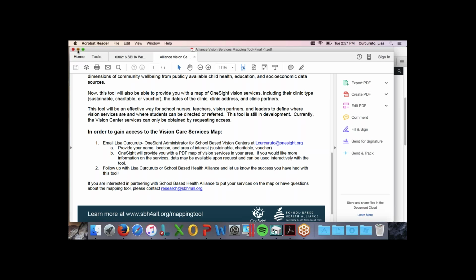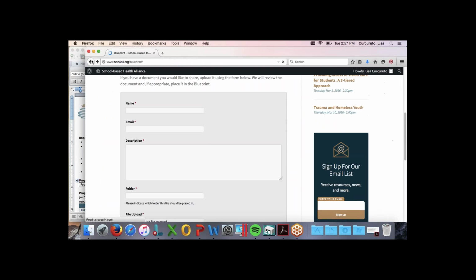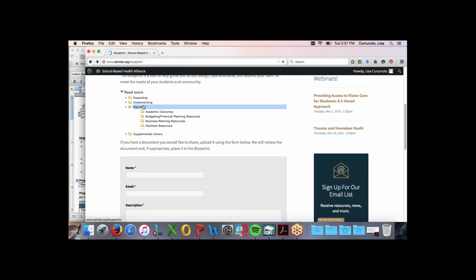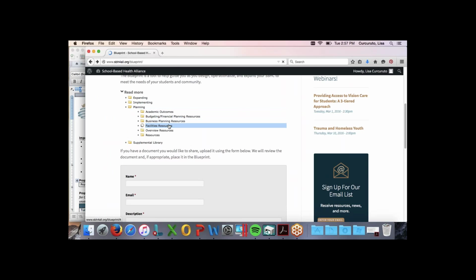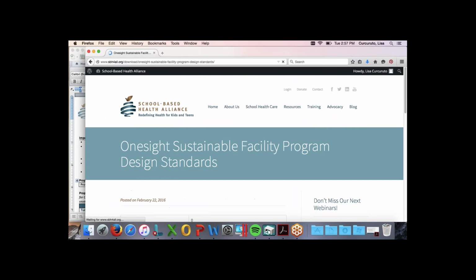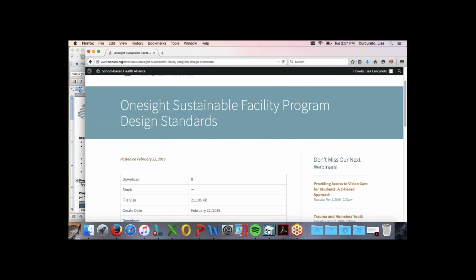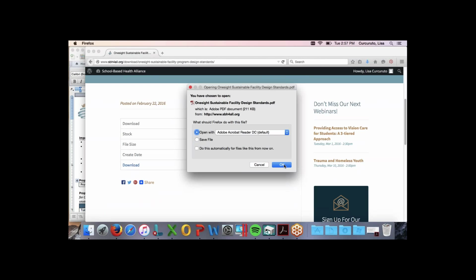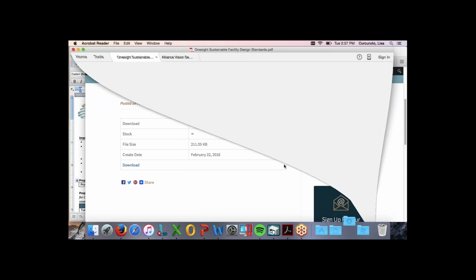Okay. We also have the facility design standards. So when planning, you're going to want to see how much space you have in your vision center and what your space requirements are. We have the One-Site Sustainable Facility Program Design Standards. It is a document that is arranged for all school-based health centers on your size, how much capacity, how many students you would like to see.